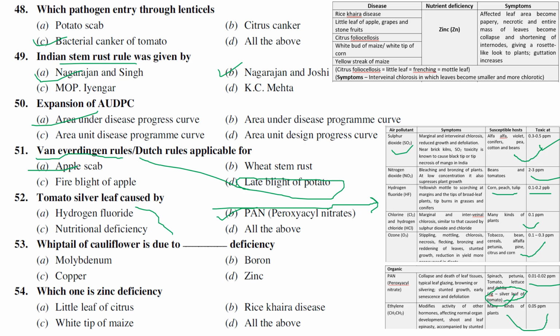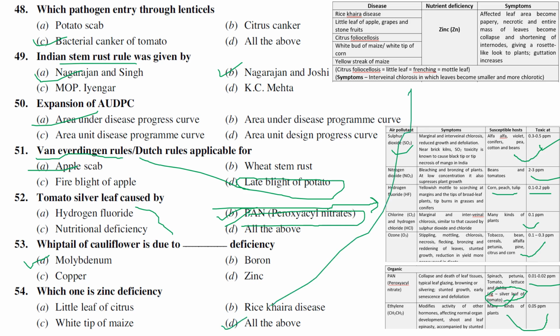So they have asked tomato leaf curl is caused by, tomato silver leaf, which is a toxicity due to peroxyacyl nitrate. So the answer is B. Whiptail of cauliflower is due to, it is a very important, repeated question, molybdenum deficiency. The next one, which one is a zinc deficiency? Little leaf of citrus, rice Khaira disease, white tip of maize, all the above. So the answer is all the above actually.